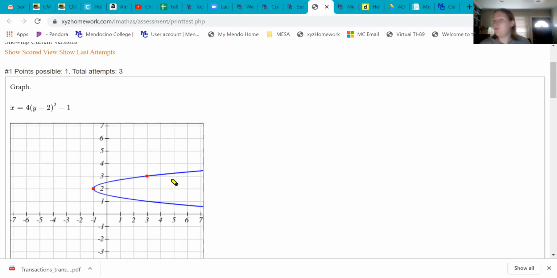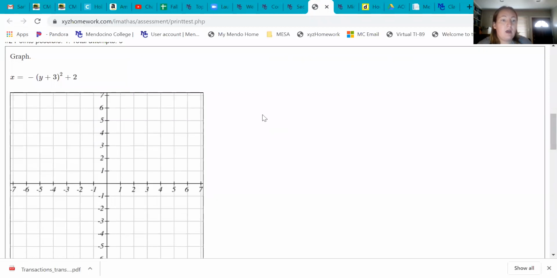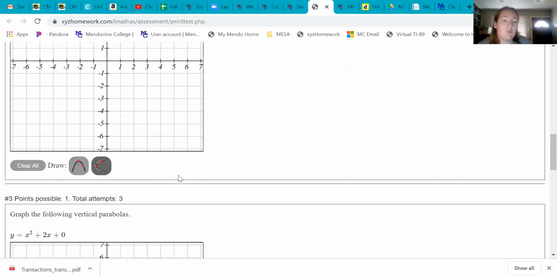Either right, left, up, or down, depending on what type of parabola you have. So the next one is very similar to that. It is negative, so it will be going to the left. It is -1, so it'll be that normal 1, 1, 2, 4, 3, 9 from the vertex. Again, only plot your vertex and one other point when you're using the tool. And make sure you select the correct tool.